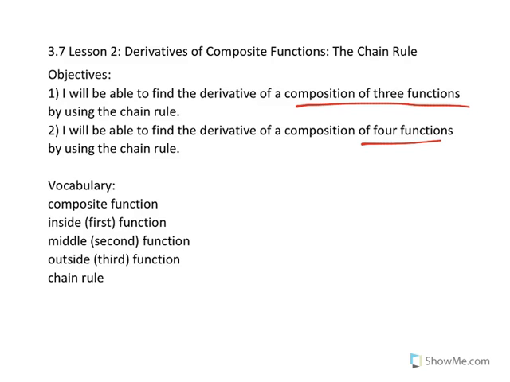For finding the derivative of a composition of 3 functions, we will use this vocabulary. We have our inside function, our middle function, and our outside function. In a composition of 3 functions, you have a first function, the function that goes to work first, and then the second function, which takes the output from the first function and does its job, and then the third function, which takes the output from the second function and then does its job. Whenever you have a composition of functions, to find the derivative, we would have to use the chain rule.